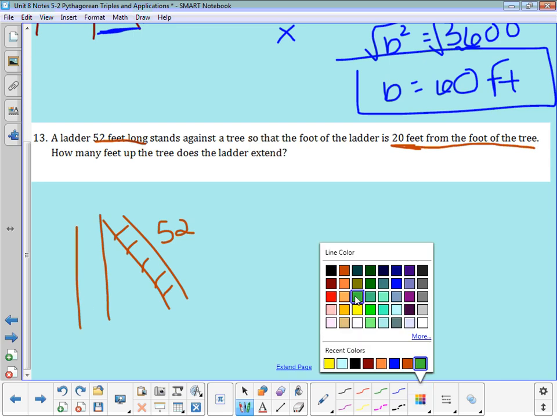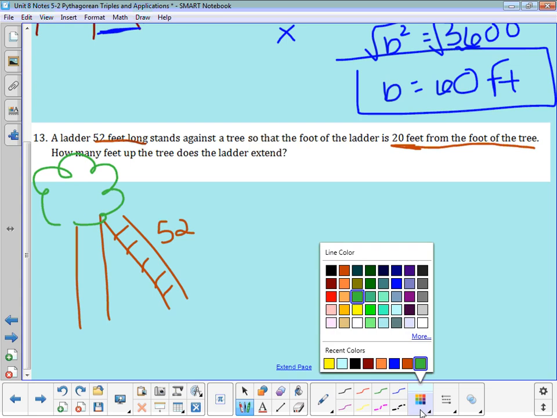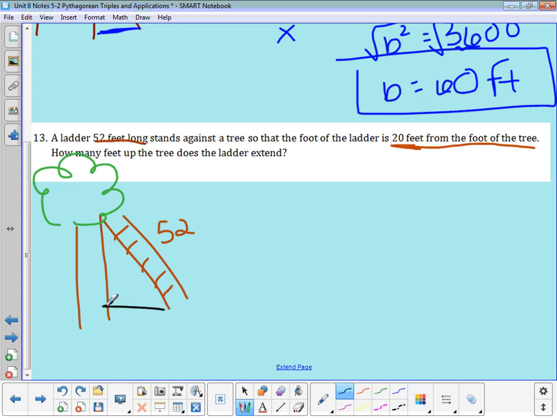I'll make it beautiful for you guys. There's my tree. And it says that it's 20 feet from the tree. So this length right here is 20 feet. This is 52 feet. And you want to find how tall it is hitting the tree. So go ahead and use the Pythagorean theorem to calculate that out for me.